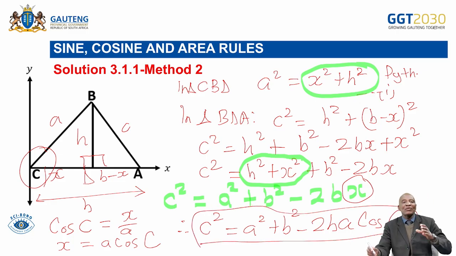So you could also have used these two triangles, separate them, but you must see the links. These x squared plus h squared will always give you a squared in this case. Where I see x squared plus h squared, I replace and put a squared, coming from the two diagrams, working with the two diagrams at the same time. Okay.